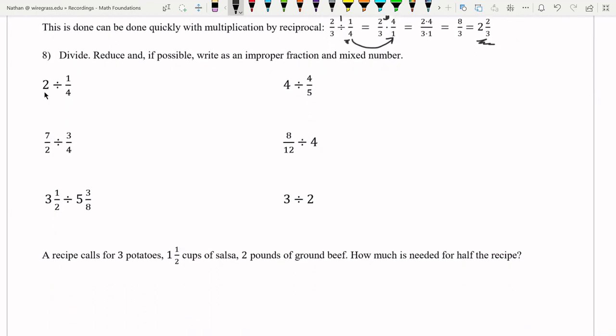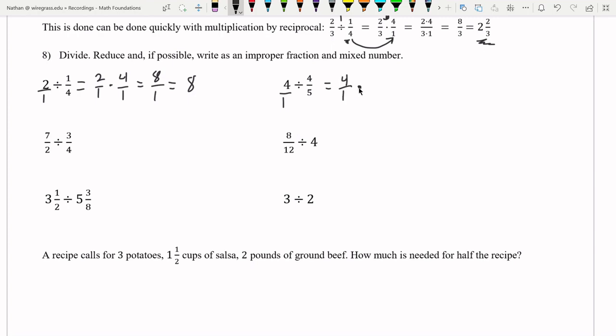Okay, 2 over 1. We never divide fractions, we instead multiply by the reciprocal. 2 times 4 is 8, 1 times 1 is 1, I get 8. There are 8 1/4s, or quarters, in 2. That's what that means.